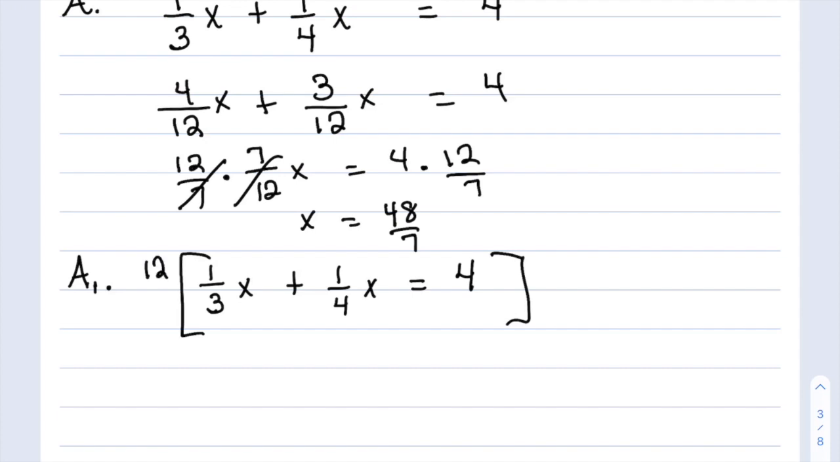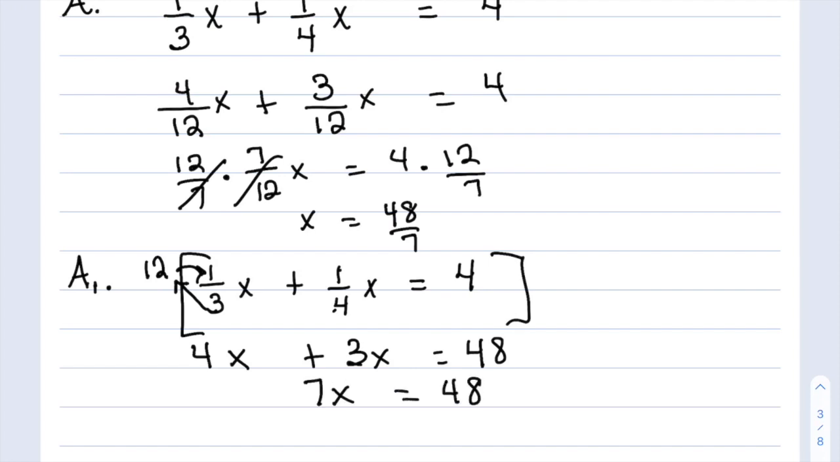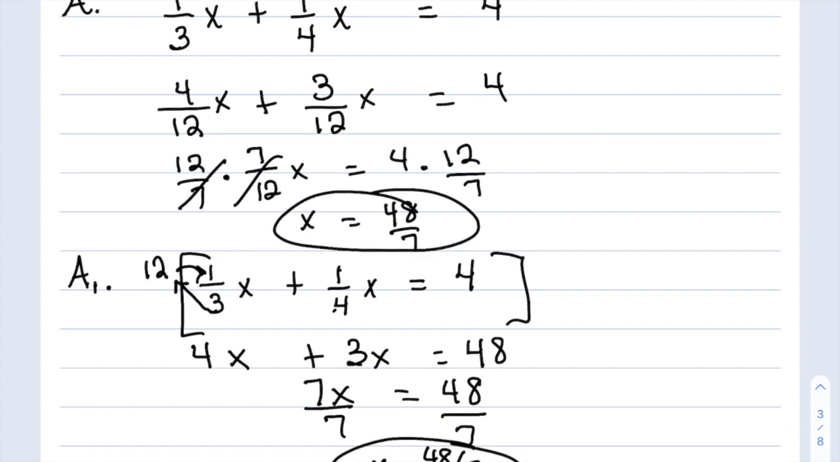What I'm doing is I'm multiplying each individual piece. I go 3 can go into 12. How many times? 4. 4 times 1 is 4. So I get 4x. 4 can go into 12 3 times. 3 times 1 is 3. I get 3x. And then 4 times 12 is 48. Now I've gotten rid of the fractions. It's a very simple problem. Now it's just 7x equals 48, and then divide by my coefficient of 7, and x equals 48/7. Same exact answer as I had the first time, just a lot less fractions involved.